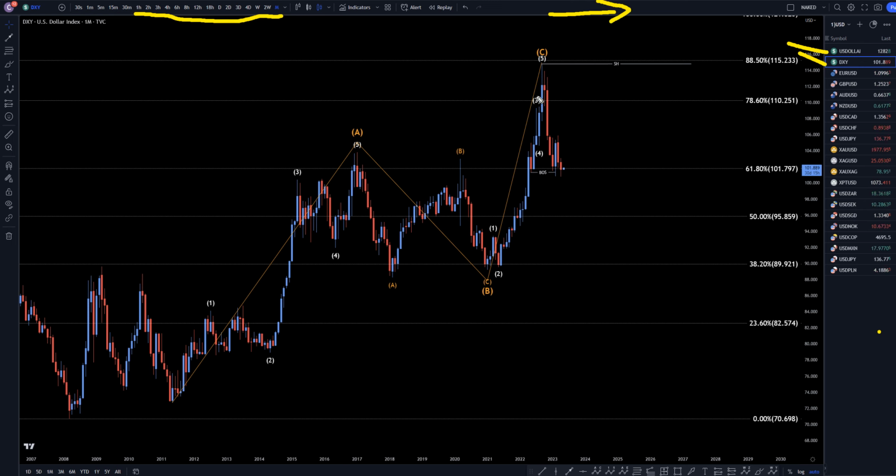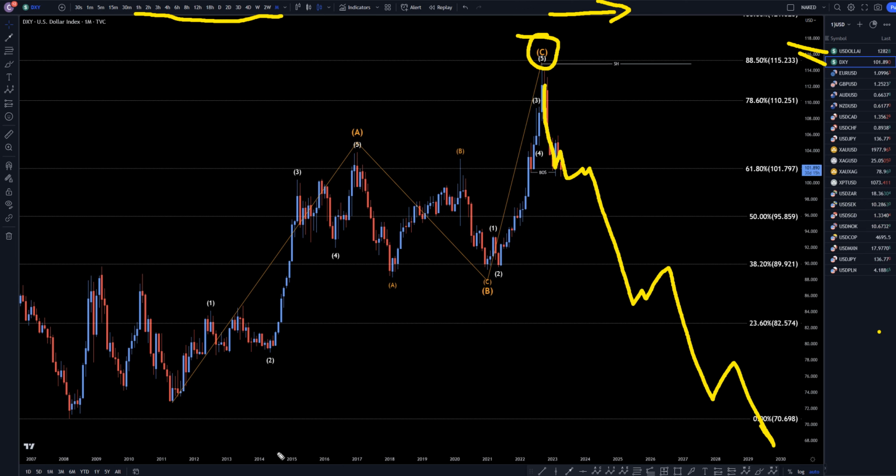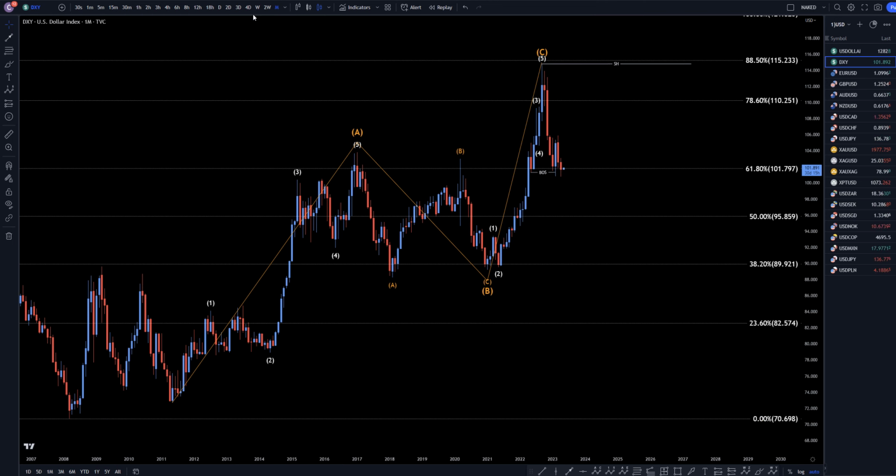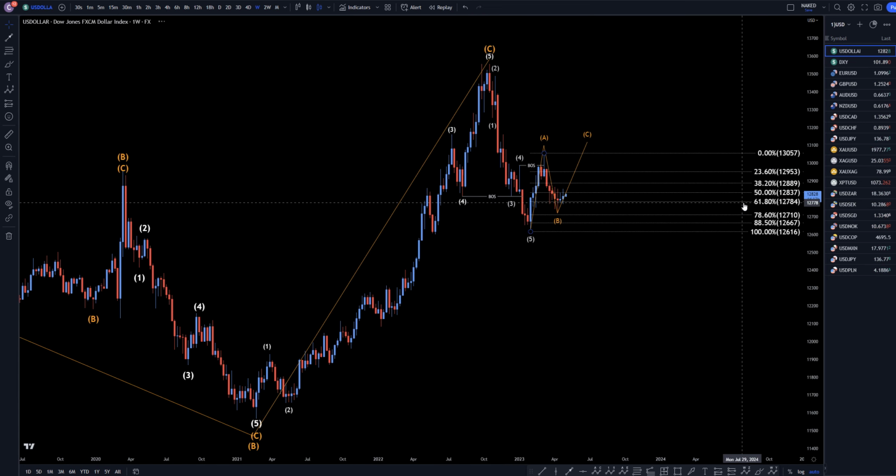So on the DXY monthly, I still think there's a very good likelihood this right here is the end of an ABC correction. If this is the end of an ABC correction, then price will end up continuing the downtrend, probably eventually taking out this low, because that's what happens at the end of an ABC correction, whether you're talking about the monthly, the 1 minute, or anything in between. So let's take a look at that on the weekly time frame and switch back to the US dollar index.